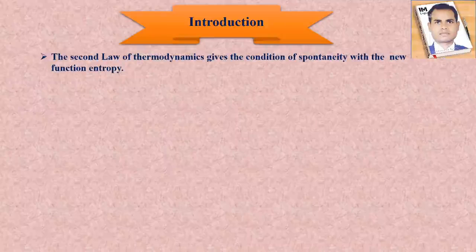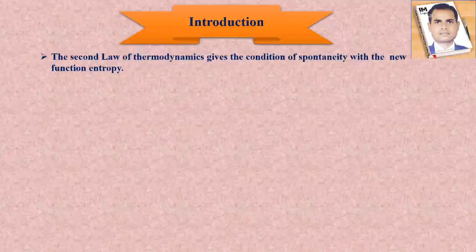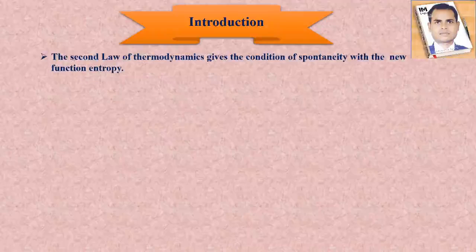In that, you will see this lesson is generally based on the second law of thermodynamics. So it gives the condition of spontaneity with a new function, entropy. So in this case, we should know what is meant by entropy. Entropy is the measure of the amount of energy in a physical system that cannot be used to do work, right?